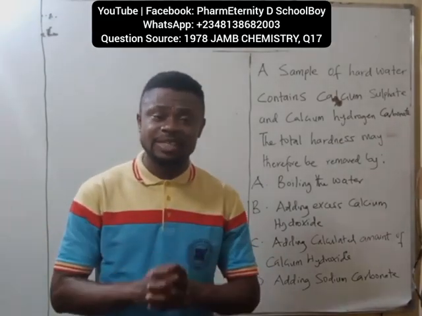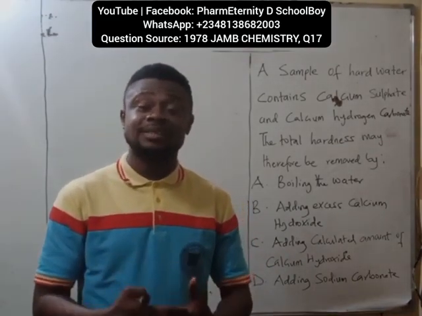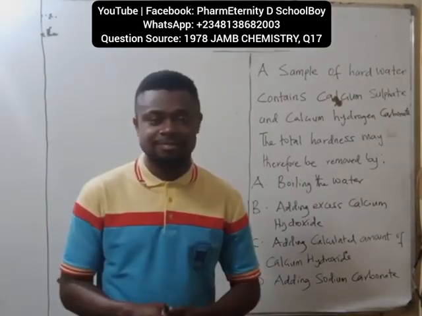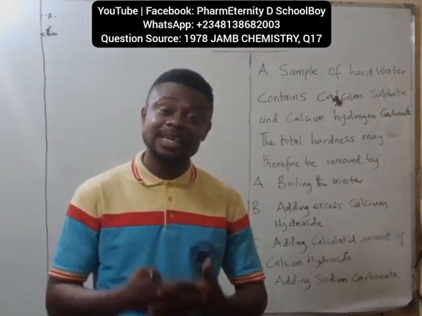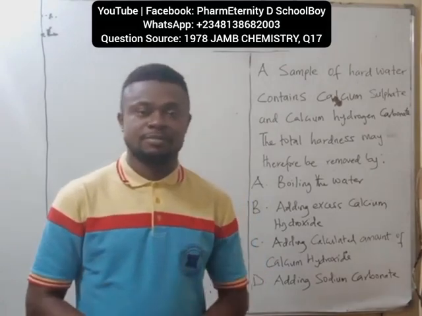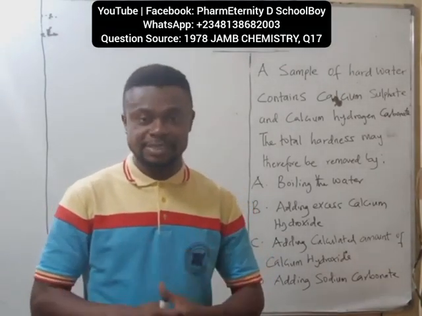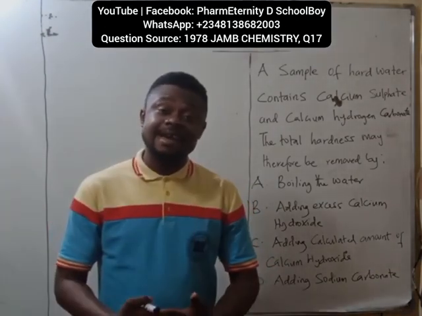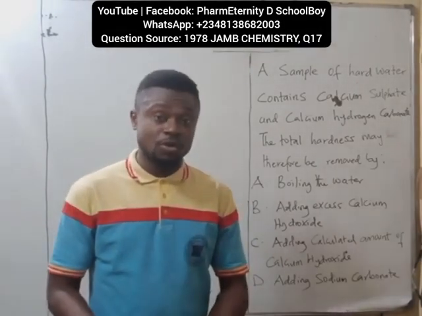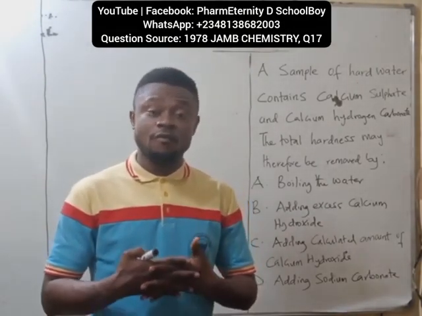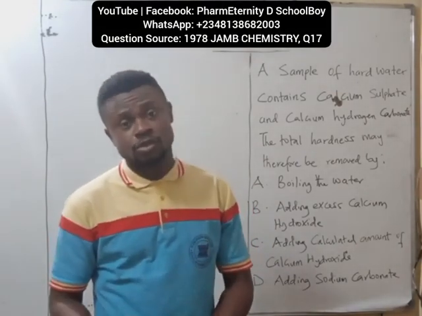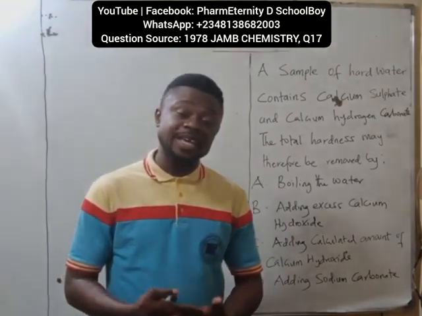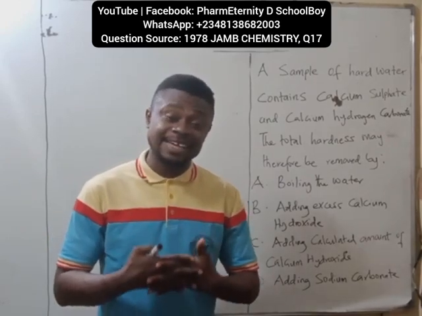And the chief culprits are calcium sulfate, magnesium sulfate, calcium hydrogen carbonate. These are the chief culprits. Soap, we know, is either potassium salt of organic acid or sodium salt of organic acid, the commonly used one being sodium octadecanoate.